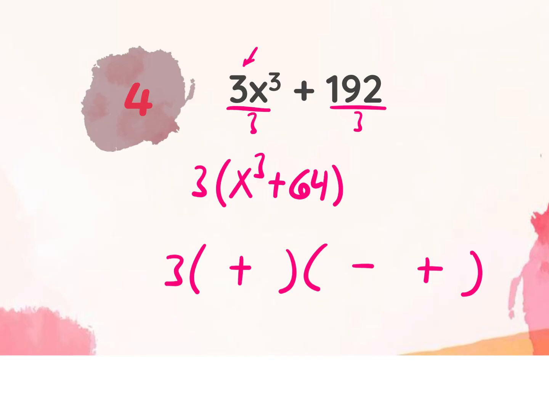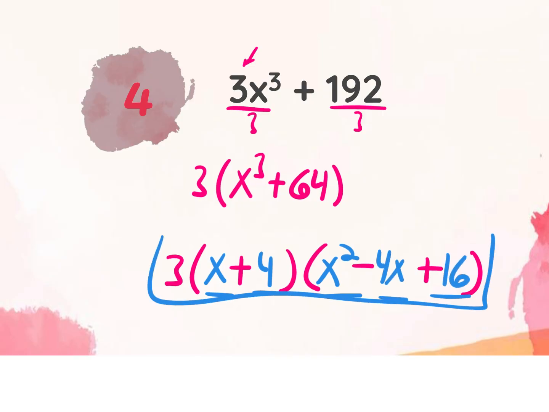And now assign each spot with the correct term, right? So what should go in the first set of parentheses? What plus what? X plus 4. Good. Cube root of both of them, it's going to be x plus 4. What goes in this first spot? X squared. What goes in the last spot? 16. What goes in the middle? 4x. 4 times x. And then this is our fully factored expression.